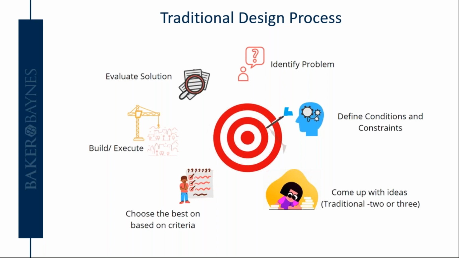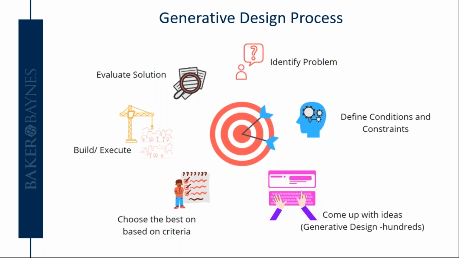So we want to try and get towards the best solution. And that's what we try to achieve with the generative design process. And you'll see that the problem-solving process is very much the same as the traditional process, except that you'll start with identifying the problem, you'll define the conditions and the constraints, and then come up with ideas. But these ideas now, however, are being generated with the help of a computer or a generative design software that can produce hundreds of thousands of possible solutions, depending what you ask for.